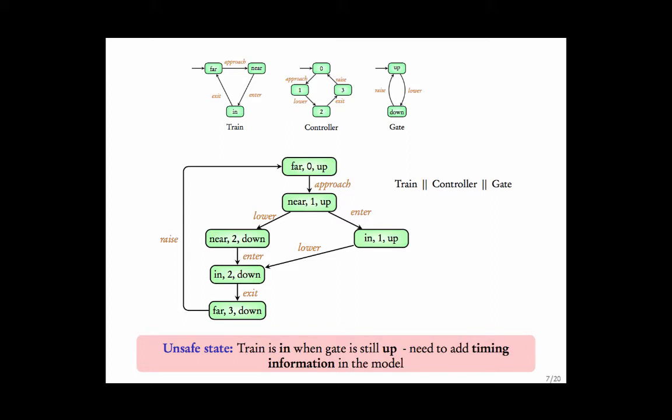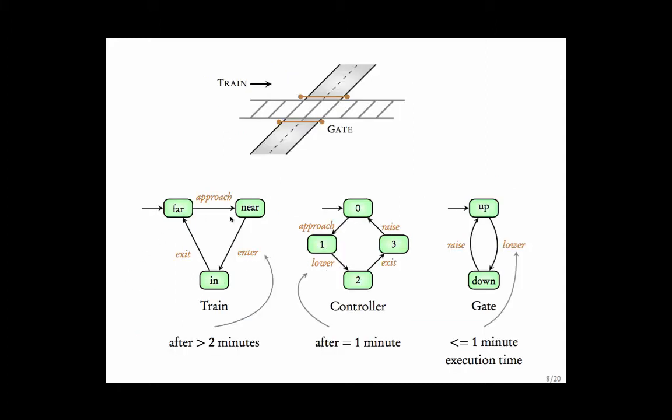So what we will do, we will add some timing information into the model. Let's see how to do it. Firstly, based on the speed of the train and other physical properties, we can make certain assumptions about the time taken for the train between the approach and the enter signal. Okay, assume that once the train sends the approach signal to the gate, it takes at least 2 minutes to actually come into the crossing.